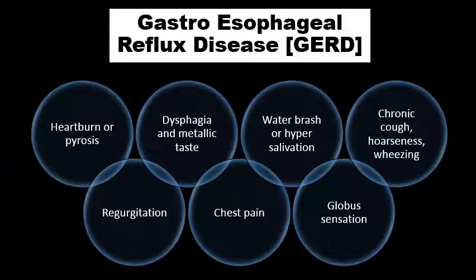Now, since this condition has chest pain as a symptom, the first thing to do is an ECG. In any chest pain patient, you always have to rule out a cardiac cause of pain. So, gastroesophageal reflux disease is defined as a pathology caused by the abnormal flow of acid gastric contents backwards from the stomach up into the esophagus.